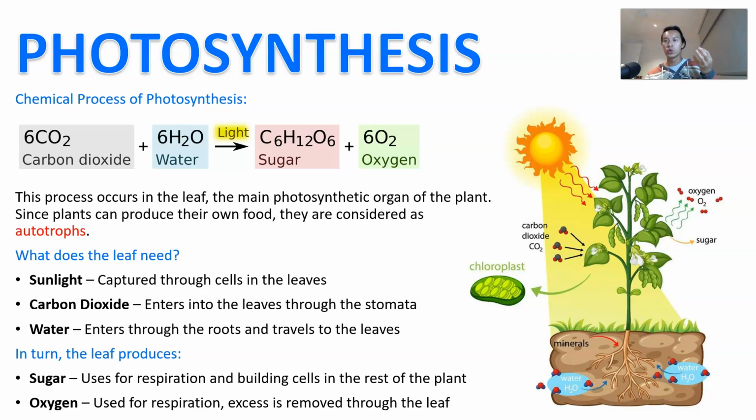Sugar is broken down for cellular respiration, which we looked at in chapter 2, and used for building the cells and the rest of the plant as it grows, okay? The oxygen is used also for respiration, and any byproduct that is available is also then removed through the leaf, which we are very thankful for.